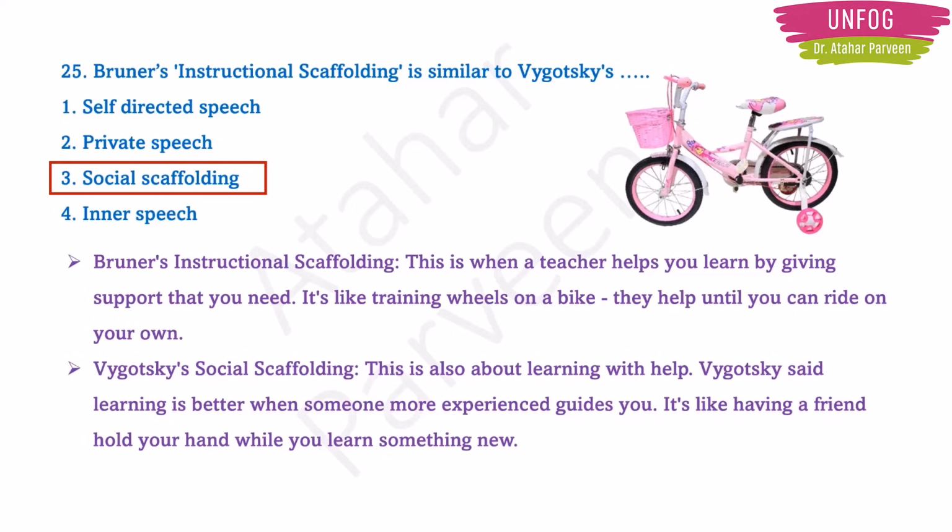So Bruner is telling that you can learn on your own with the support of some sort of wheel or something else which you need for that particular situation. Vygotsky told that a more experienced person can guide you and help you better in learning things. Okay, so that's why scaffolding is actually supporting only, right? That's why we can say that both are similar supports, told by Bruner and Vygotsky. Okay, clear, right?